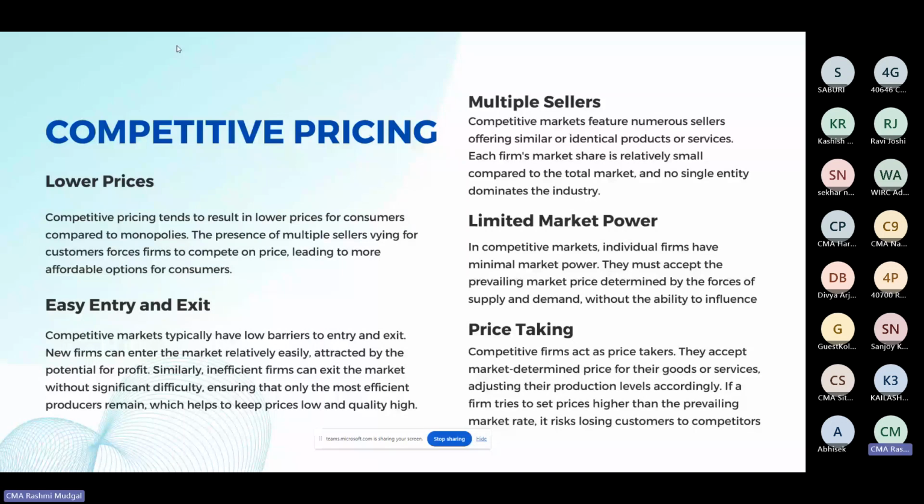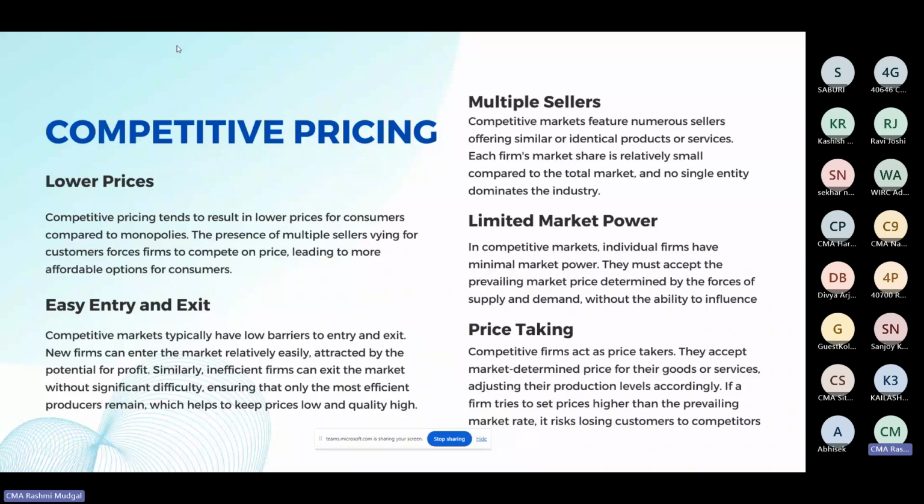Unlike a monopoly market, a competitive market typically has a low barrier to entry and exit. They can close the door also. They don't need to go through a very big legal proceeding just to close the shop. New firms can enter the market relatively easily, attracted by the potential of profit. Similarly, an inefficient firm can exit the market without significant difficulty, ensuring that only the most efficient producers remain, which helps keep prices low and quality high. So this is very good.